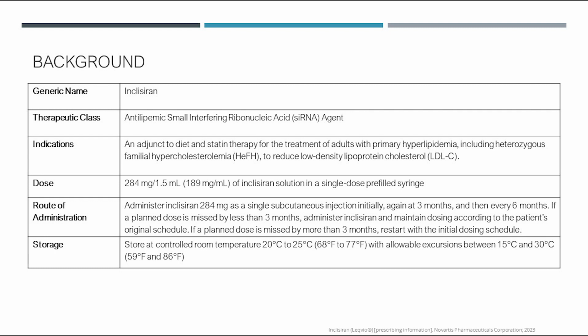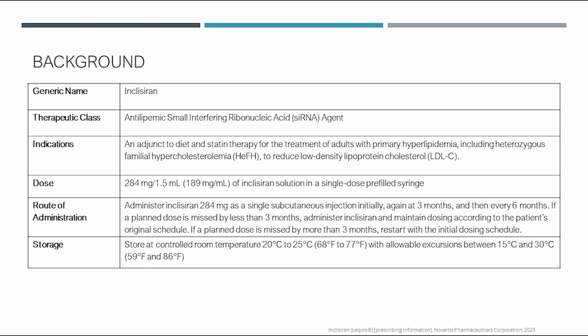In terms of the route of administration, the 284 milligrams is delivered subcutaneously initially, and then again at 3 months, and then after that, it's administered every 6 months. If a planned dose is missed by less than 3 months, then we can administer Inclisiran and maintain the dosing according to the patient's original schedule.